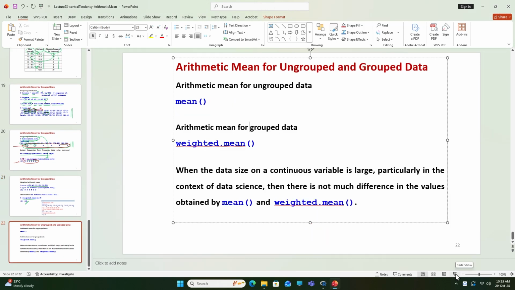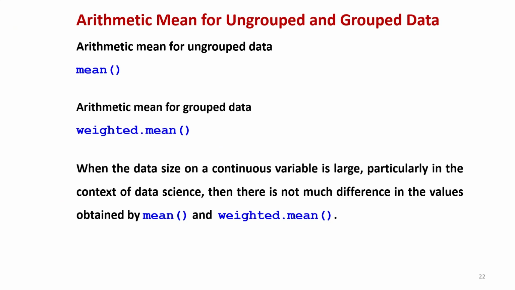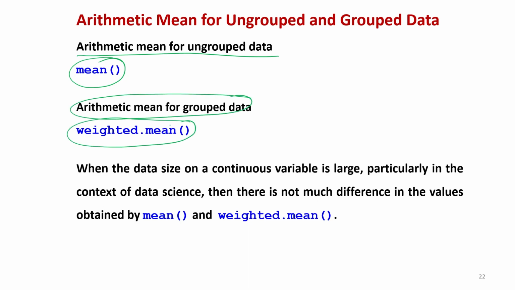So now I would try to show you something very interesting. From the conceptual point of view, we have understood that when we want to find the arithmetic mean of ungrouped data, it is found by the mean command, and when we are trying to find the arithmetic mean of grouped data, it is found by using the command weighted.mean.